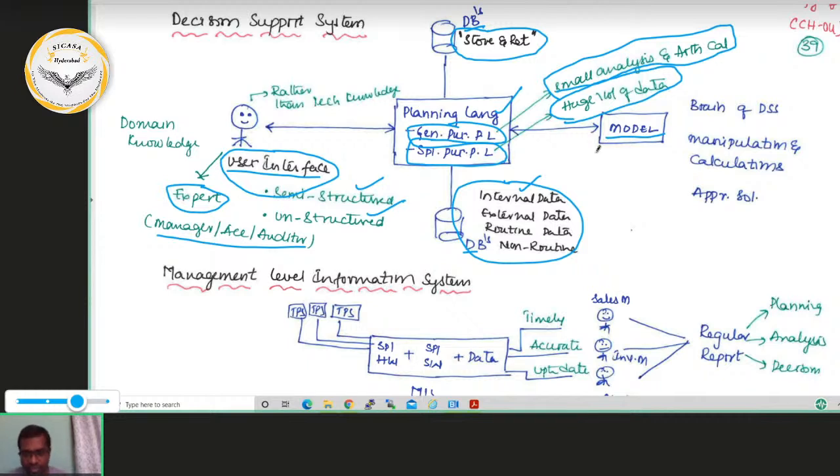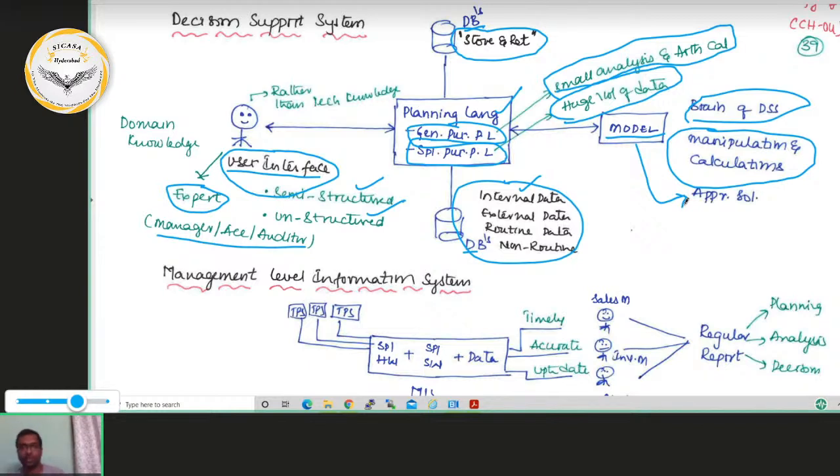And the last component is called a model. Now, what do you mean by model? Model is considered the brain of a decision support system, which is required for the purpose of doing manipulations and calculations. And this model will provide appropriate solutions. So this is about decision support systems. Decision support systems are basically required for the purpose of solving business problems.